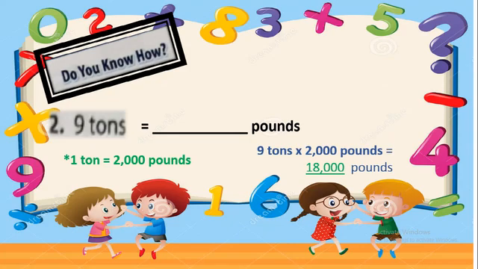So what we are going to do is multiply, since this is from a larger unit to a smaller unit. A ton is a larger unit and a pound is a smaller unit, so we are going to multiply. 9 tons times 2,000 is pounds. 9 times 2 is 18, and we have 3 zeros. So attach 3 zeros, and it's 18,000 pounds. So the answer is 18,000 pounds.